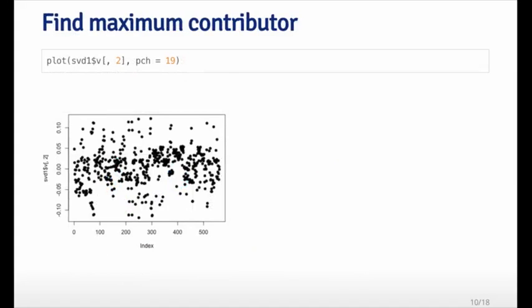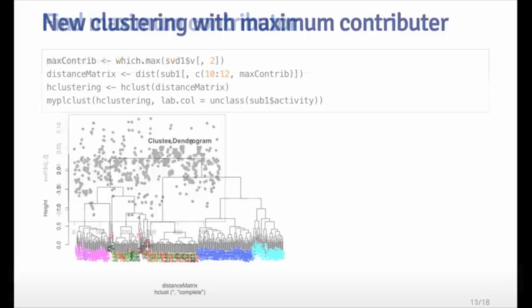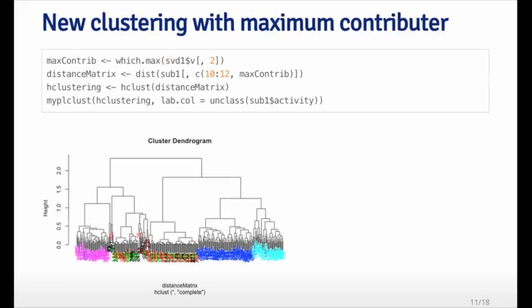So one of the things we can try is to find the maximum contributor. In the second right singular vector, we can try to figure out which of these features is producing the most variation between the different observations. We can use the which.max function to figure out which of the 500-some features contributes most to the variation across observations, and I'll save that to an object called maxcontrib.